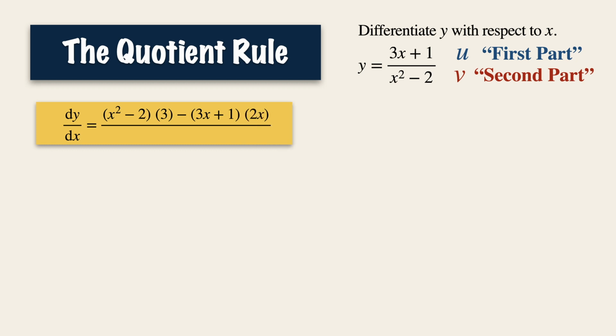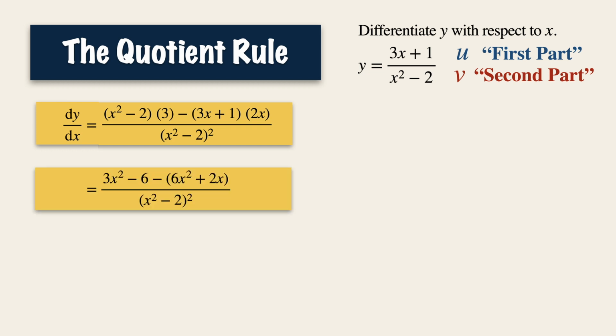Now the denominator will then be (x squared minus 2) whole thing squared. The denominator is always squared in the quotient rule. I'll share with you the general formula later, but just remember the flow of this quotient rule. Alright, simplifying, we will have 3x squared minus 6 minus. I'm going to be very careful over here because the minus will affect the terms within the bracket. I'm going to open the bracket right now to have (6x squared plus 2x), close the bracket, over (x squared minus 2) to the power of 2.